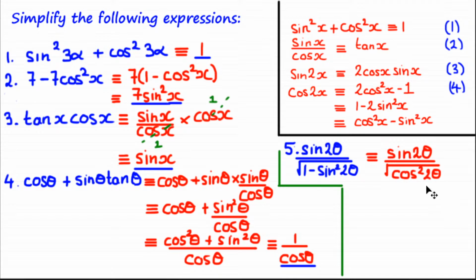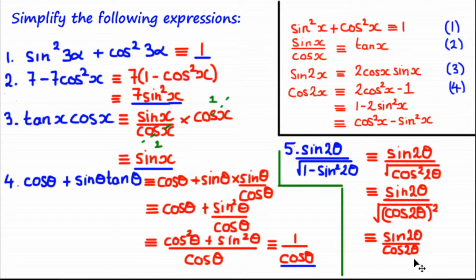Now it's important for you to understand another way to rewrite cos squared 2 theta. It's also the same as the square root of cos 2 theta all squared. Hopefully you should then see that the square root cancels a square. So in the denominator, we actually get cos of 2 theta. We've done nothing to the numerator here. And finally, using equation 2, we should be able to see that this is equivalent to tan 2 theta.